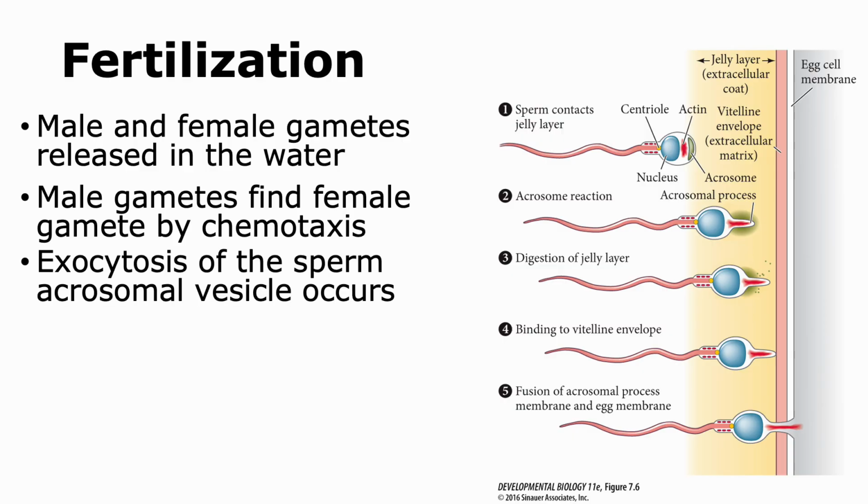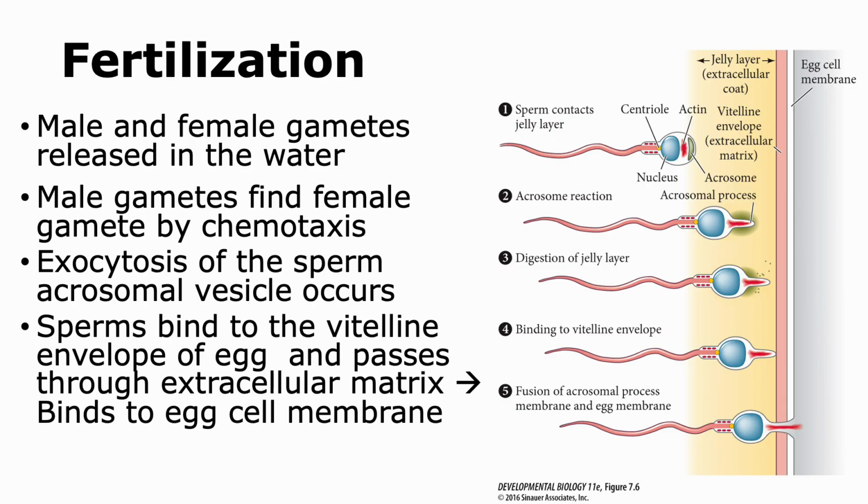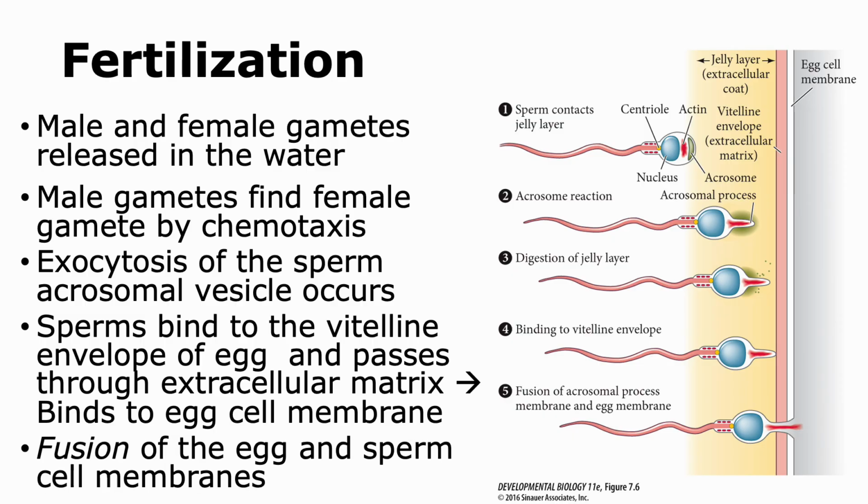Once the male gamete is in the vicinity of the egg, the exocytosis of the sperm acrosomal vesicle occurs. The enzymes in the acrosome are then able to create a path for the sperm so that they're able to bind to the vitelline envelope of the egg. Once they're able to pass through the extracellular matrix, the sperm can then bind to the egg cell membrane. And once this binding occurs, there is fusion of the egg and the sperm cell membranes.